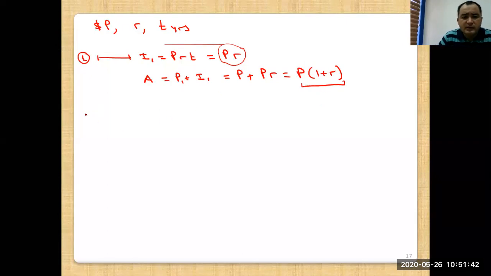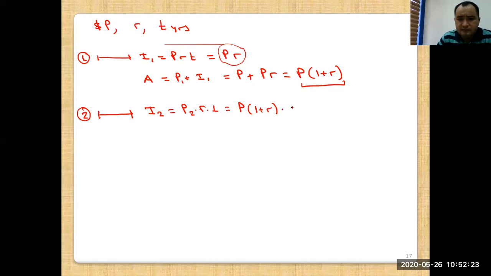Now it continues. Let's say, how about during this second year, what happens? At the end of the second year, again, they start calculating here. They just open your account, calculate your interest, and add it to your amount. So first, let's calculate this interest. Interest is equal to P sub 2 times R times T. Actually, T is only one, right? Because only 1 year here. What is P sub 2? P sub 2 is how much you had in your account the last time, right? This much. So that is P(1 plus R) times R, right?